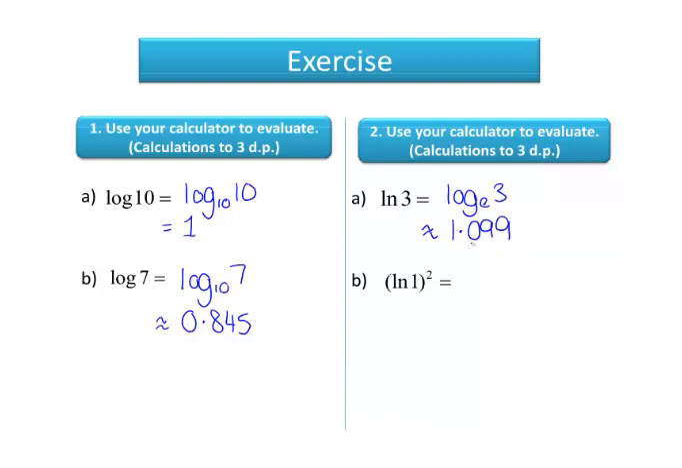1.099. Now note on your calculator it's actually 1.0986122, etc. We're going to 3 decimal places, so we look at the next number. It's greater than or equal to 5, so we have to add 1 to this 8, so it becomes 1.099. ln of 1 all squared, again remembering log to the base e of 1, that's all squared. Log to the base e of 1 is 0, and 0 squared is 0. Make sure you can use your calculator to evaluate.